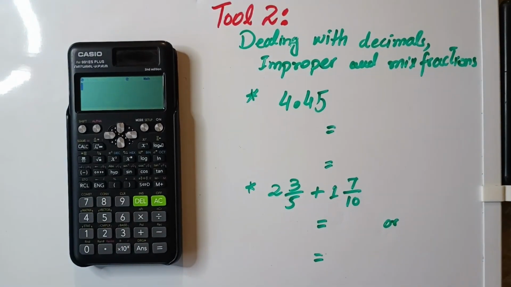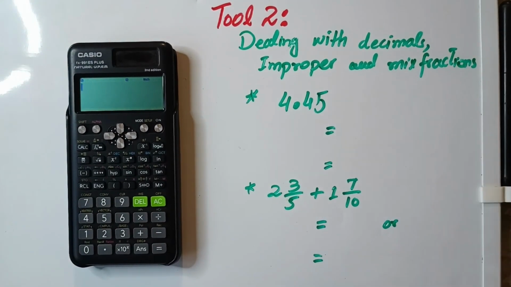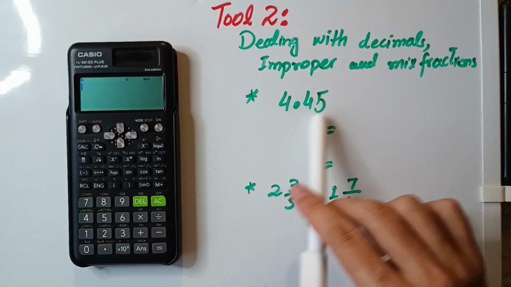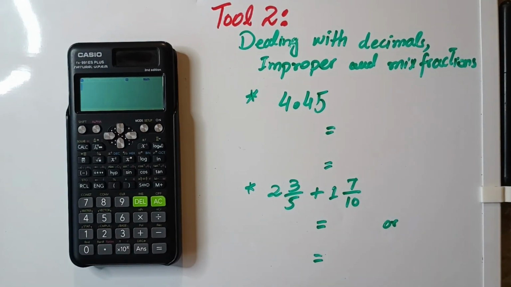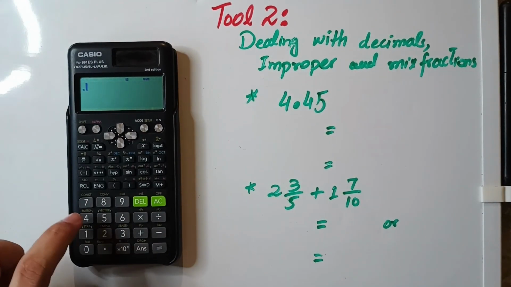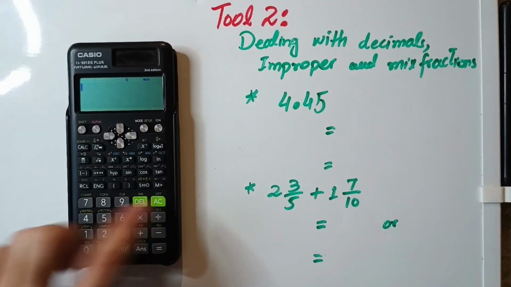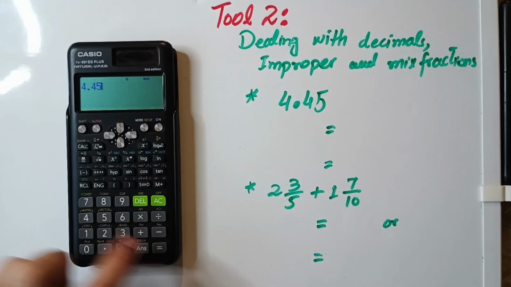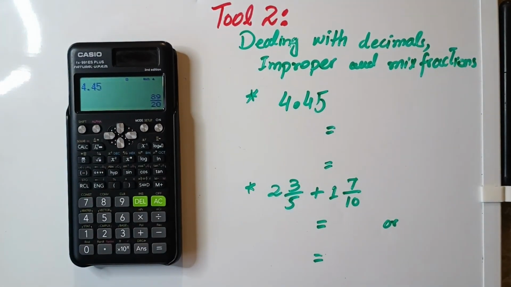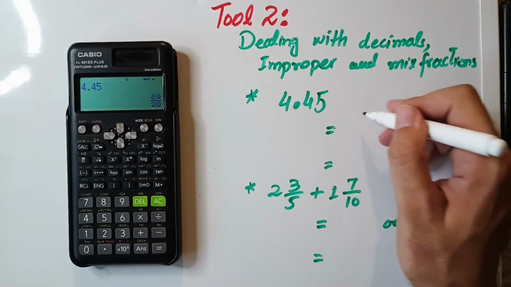Tool number 2, dealing with decimals, improper and mixed fractions. First of all, we have a decimal number and I want to convert it into a fraction. So write it in the calculator, 4.45, and it automatically converts into a fraction, that is 89 upon 20.